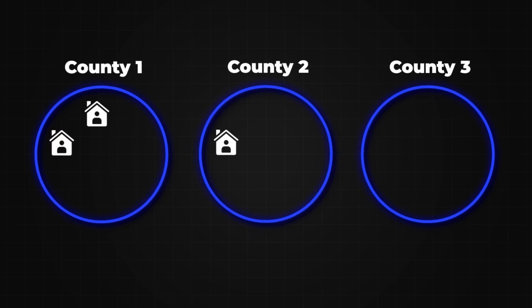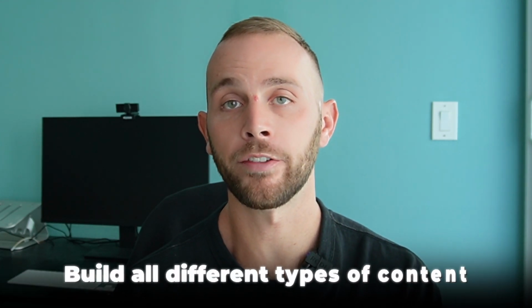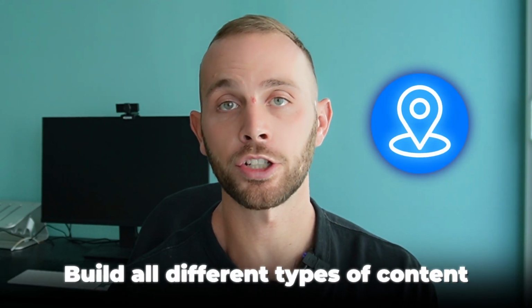Before we dive deep, here's a quick and actionable tip that you can implement immediately. This is information that we'll need to know going forward to do this properly. The first thing you need to do is identify the top 3 counties that you service and then 5 locations within each of those counties that you really want to win business. The reason we're doing this is we're going to build all different types of content for these locations and the services that you provide.